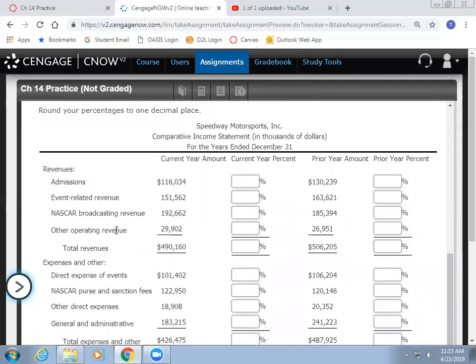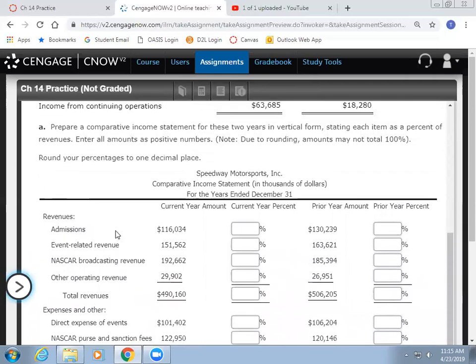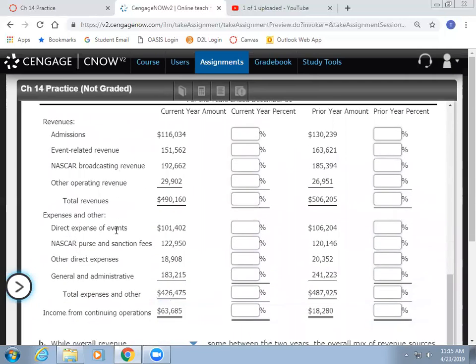Again, it's actually pretty easy. They want us to round our percentages to 1 decimal place. With vertical analysis, all we're doing on an income statement is dividing each account by total revenues. So for admissions, for example, we're taking $116,034 and dividing it by 490,160. Everything gets divided by total revenues.